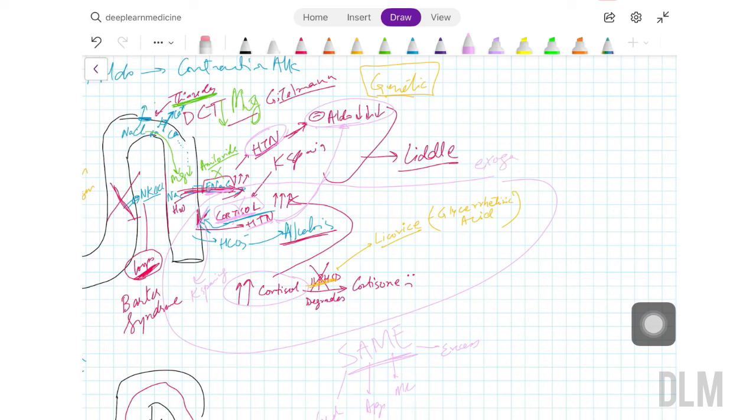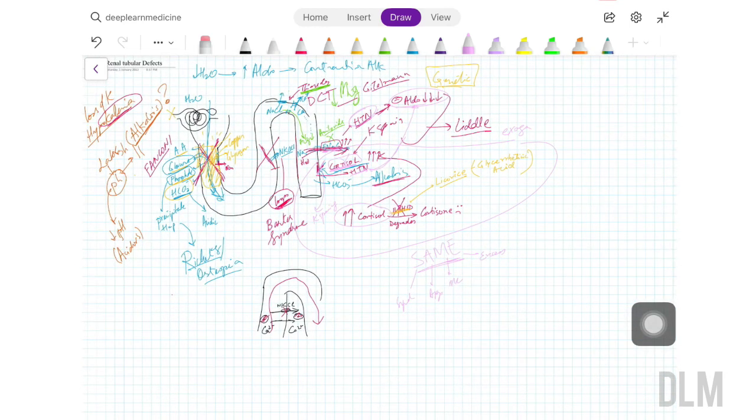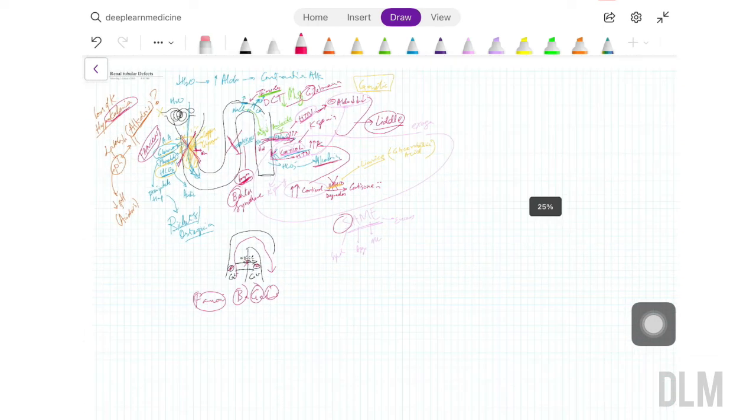So, now we have all the defects, that is Fanconi, Bartter, Gitelman, Liddle, and SAME. A popular mnemonic to keep all of these disorders in order is Fanconi's bagels. The problem with PCT is Fanconi, ascending limb, Bartter, distal convoluted tubule, Gitelman, and collecting duct, Liddle syndrome, and SAME. Now that we have discussed the details of all of these disorders, let's pull out the cheat sheet.